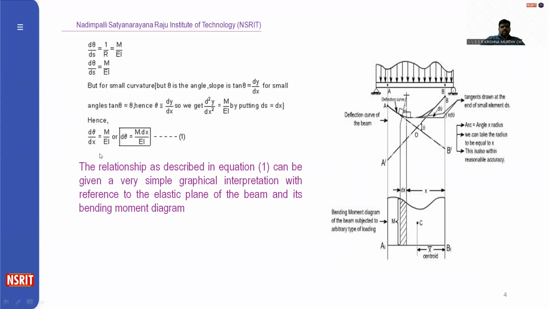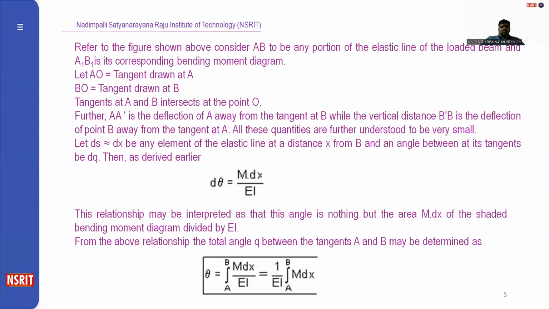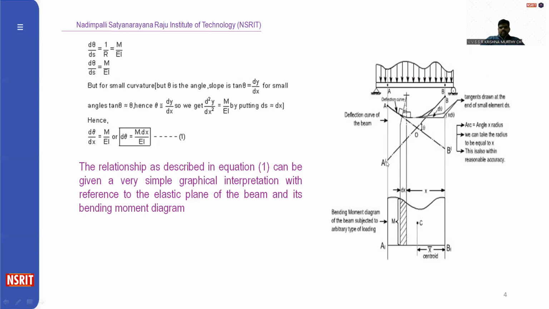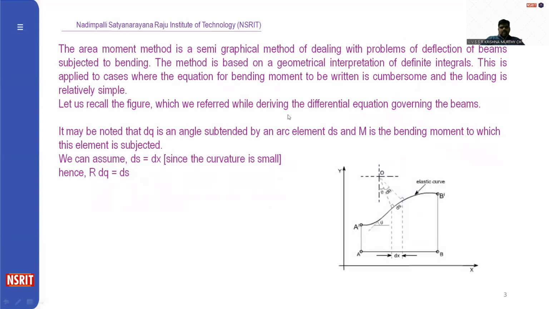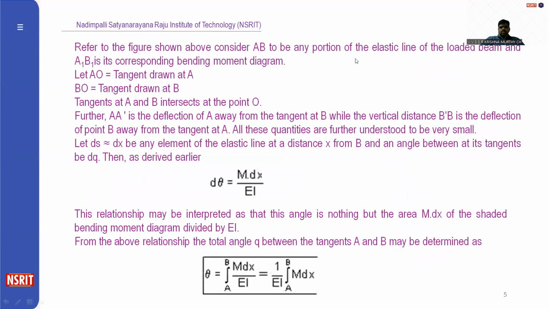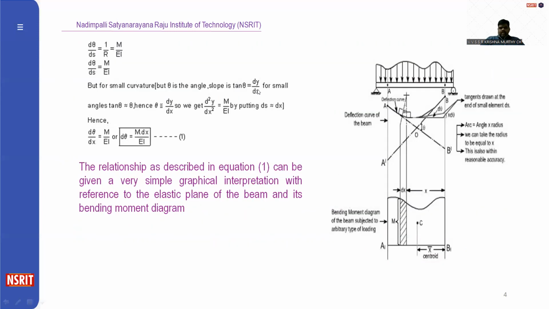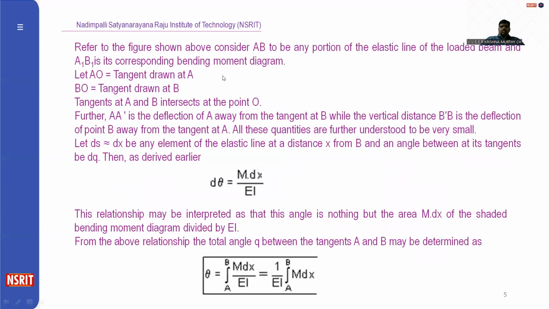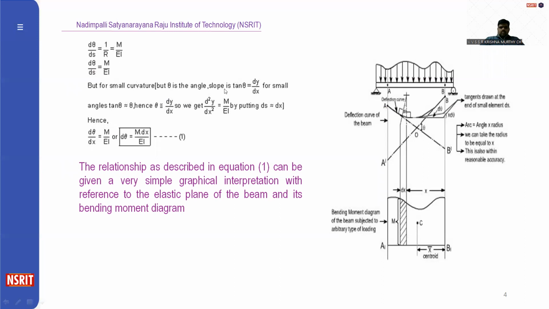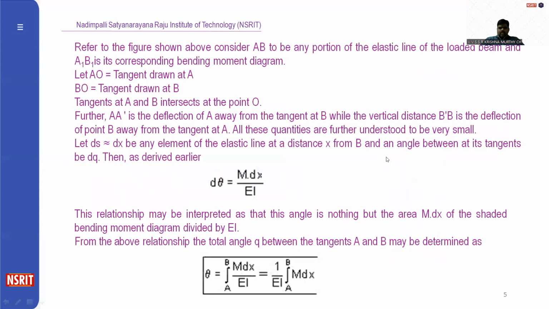So d theta by dx is M by EI, where d theta is M into dx by EI. The relation described in equation 1 is the graphical interpretation with reference to the elastic line of the beam. Now referring to the figure, A to B is the elastic line and A1 B1 is the corresponding bending moment diagram. Now take a point O and draw the tangents AO and BO.